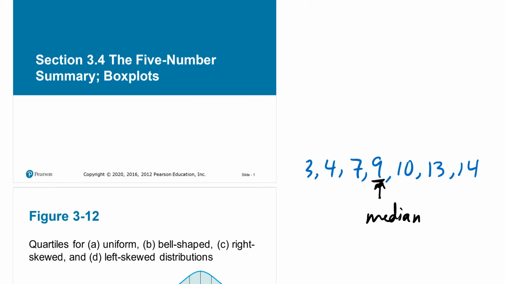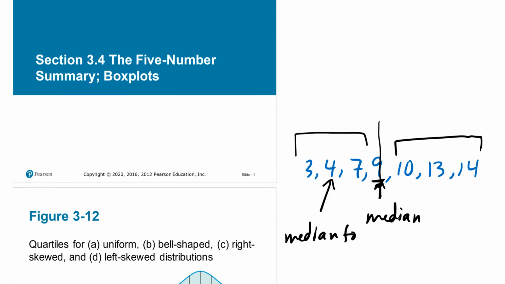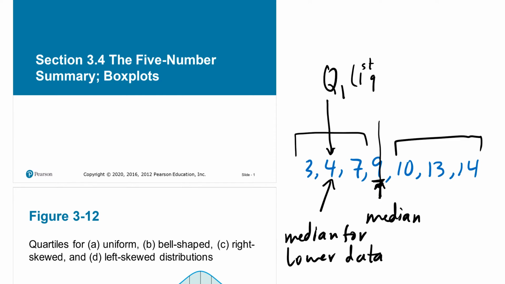for the whole data. Now, this median splits the data in half. We call it lower data and upper data. So this is the lower data, this is the upper data. The lower data has a median. So the median for the lower data is 4, right? That's the median for the lower data. This is called Q1. And we call Q1 the first quartile. It is the median for the lower data.